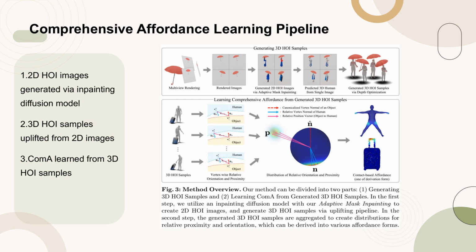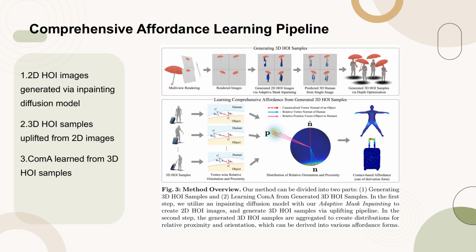Figure 3 provides an overview of our method for learning comprehensive affordance, ComA, for 3D objects. The process is divided into two main parts: generating 3D human-object interaction, HOI, samples and learning ComA from these generated samples. In the first part, we use an inpainting diffusion model combined with our adaptive mask and painting technique to create 2D HOI images. These images are then uplifted to 3D, resulting in a large-scale synthetic dataset of 3D HOI samples.